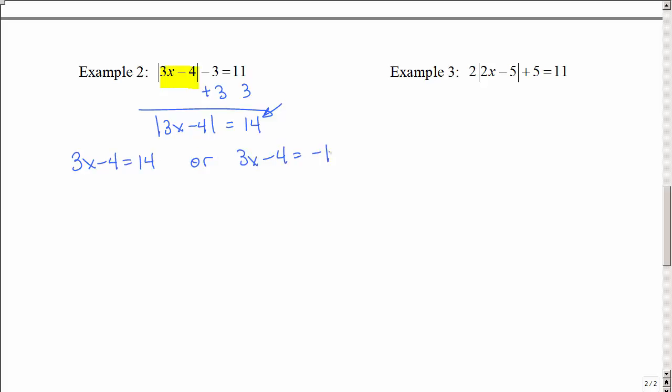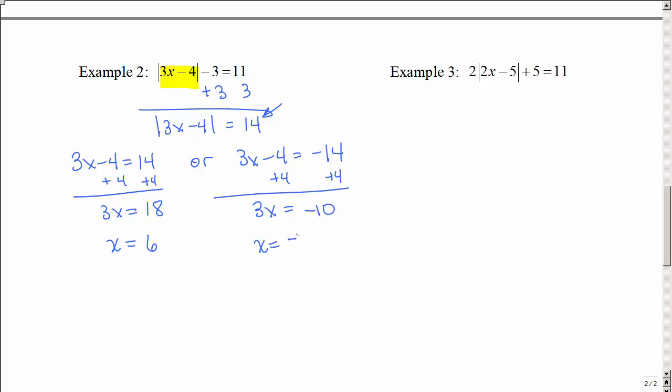So I'm going to write 2 equations, one equal to the positive number, one equal to the negative number, and solve. So I'm going to add 4 to each side, and I'm going to divide by 3. That's one solution. Here I'm going to add 4 to each side and divide by 3. Again, we have two solutions.